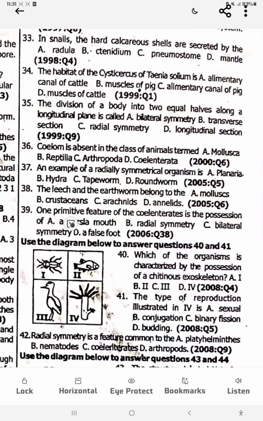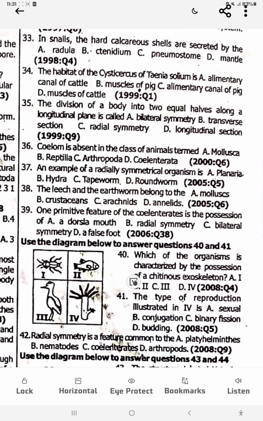39. One primitive feature of the coelenterate is the possession of radial symmetry. Remember, we say radial symmetry is primitive. Radial symmetry means that if you cut them anywhere, it will still be two equal or identical halves. Bilateral symmetry is the more recent one. So 39 is option B.